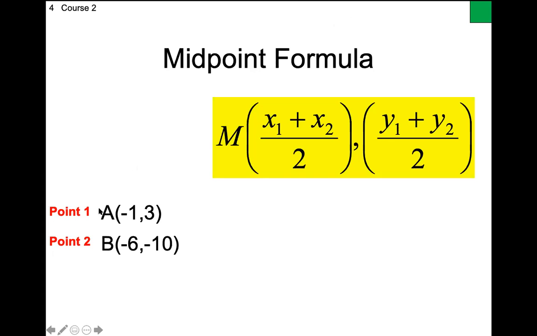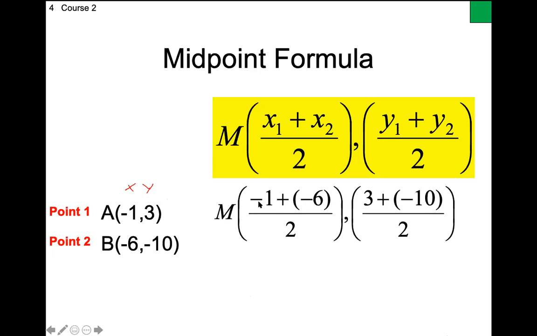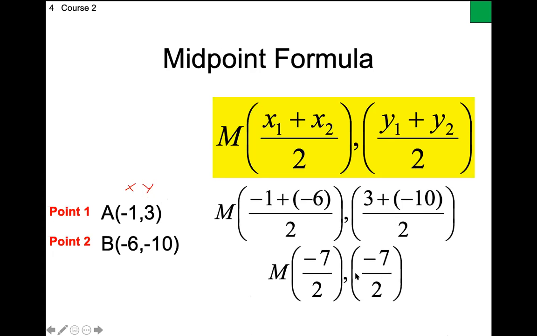All right, let's see, label X comma Y. You can make silly mistakes like just simply putting the numbers in the wrong spots. And it's usually because you get lazy and you don't label. So let's see, that would be -1 plus -6 divided by 2, comma, 3 plus -10 divided by 2. So here's one of those ugly ones where we do, in fact, get fractions. You can write them as a fraction or a decimal. -6 plus -1 is -7. 3 plus -10 is also -7.